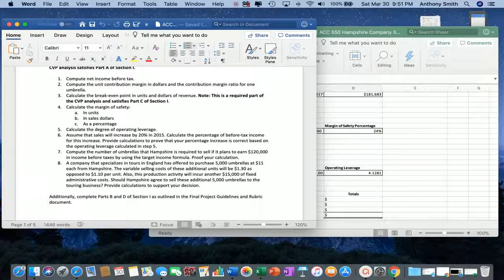All right, everyone, let's look at requirement number 6. So assume that sales will increase by 20% in 2015. Calculate the percentage of before tax income for this increase. Provide the calculations to prove that your percentage increase is correct based on the operating leverage calculated in step 5.